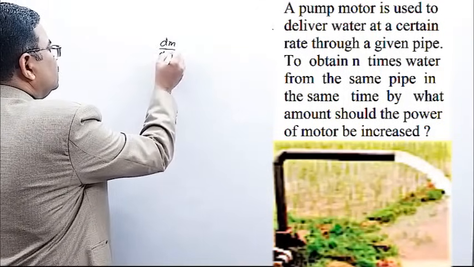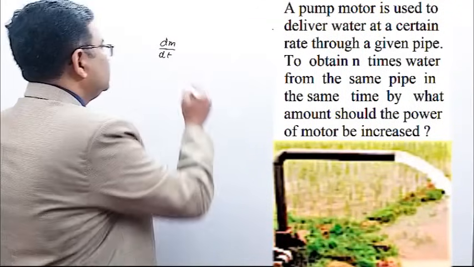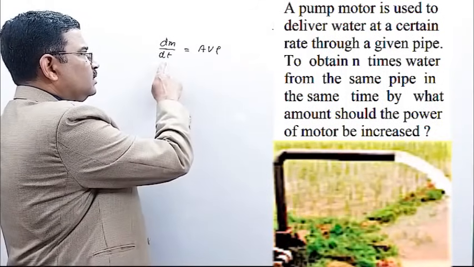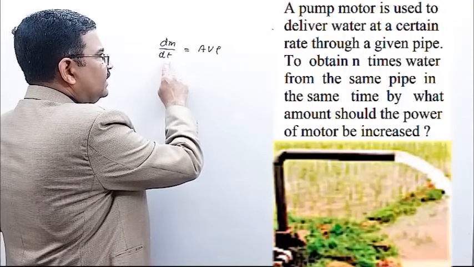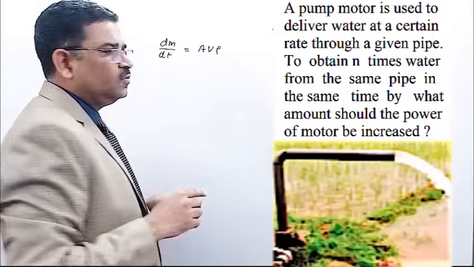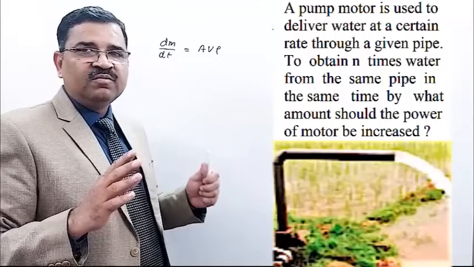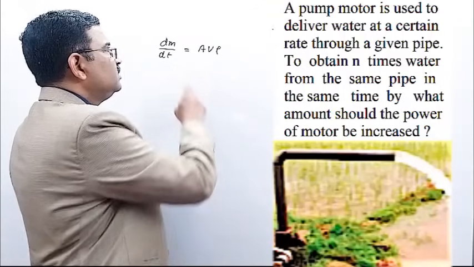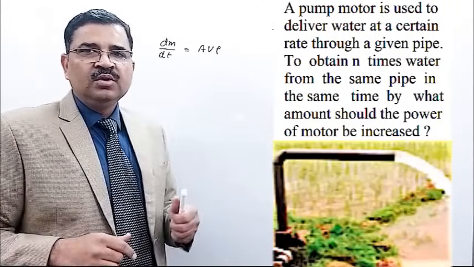dm by dt, that is the rate at which mass is flowing, or the mass supplied per second, or mass flowing per second through a pipe, is given by A v rho. Now I want to increase this quantity n times as given in the question. So to increase this quantity n times, out of these three quantities, can I increase the area of the pipe? No, because the area of the pipe is fixed. The density of water or the liquid is also fixed. So this means in order to increase the mass supply n times, I should increase the velocity by n times.